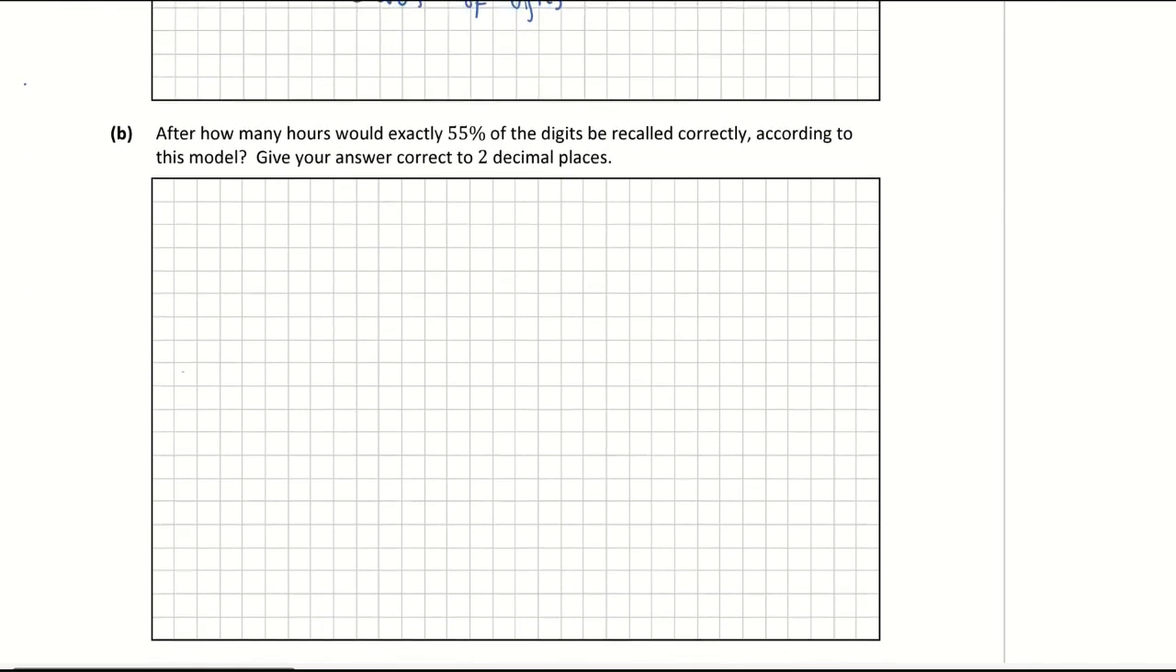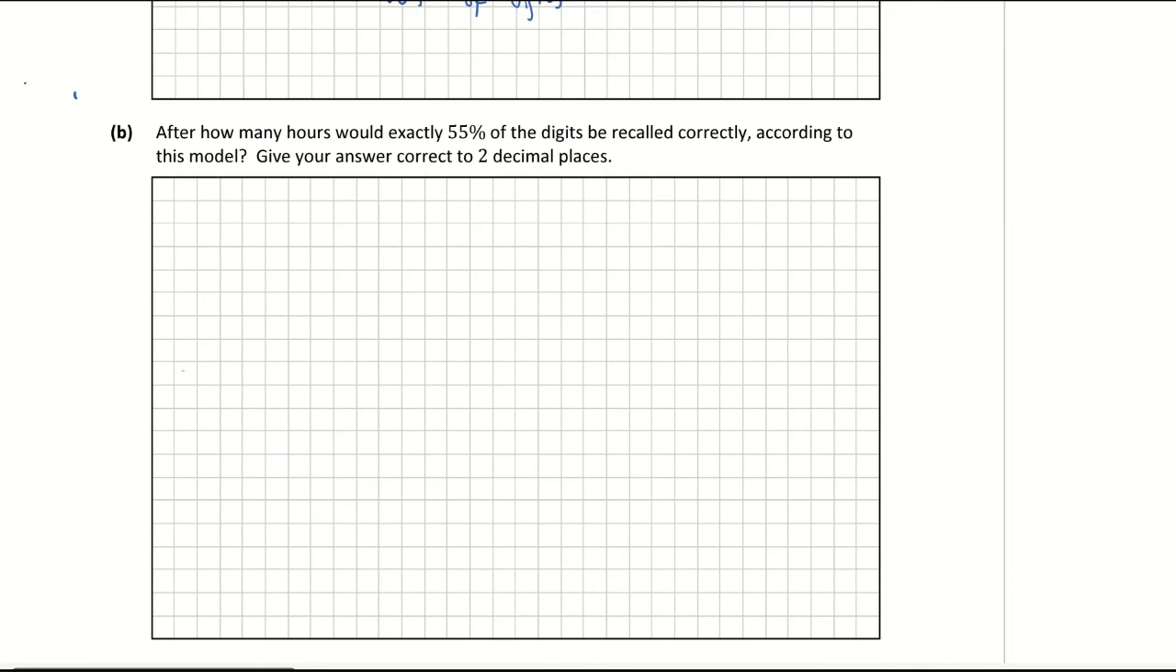Moving down now to part b, after how many hours would exactly 55% of digits be recalled correctly according to this model? Give your answer again to 2 decimals. So I'm taking my function from the top of the page, 0.82 minus 0.12 times the natural log of t plus 1. Now this gives me the proportion of digits recalled. Now the proportion of digits being recalled here is 55%. My next step, I should say, is to write that as a decimal. So t plus 1, and 55% as a decimal, divide 55 by 100 because there's 100%, is 0.55.